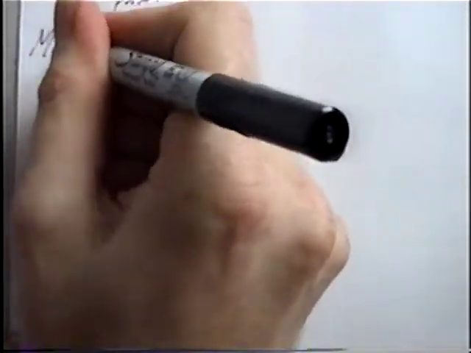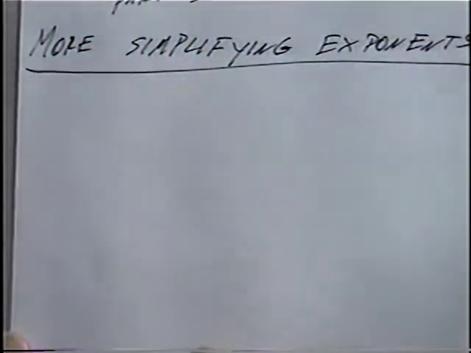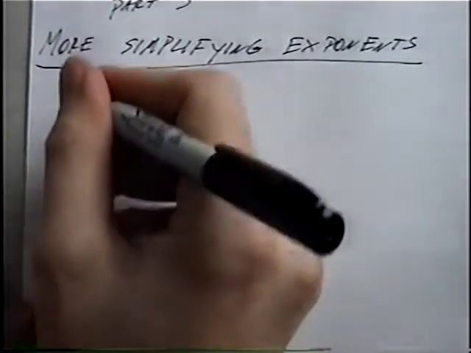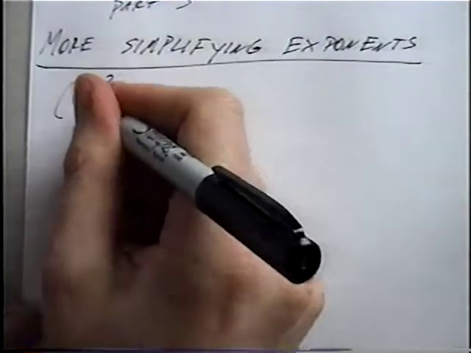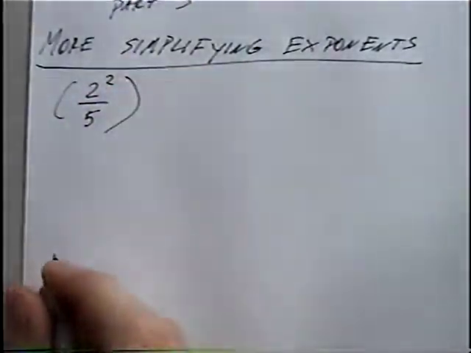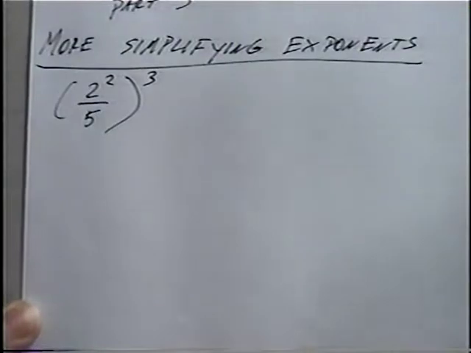The title for the first section of notes today is More Simplifying Exponents. The first problem, inside parentheses 2 to the second power divided by 5, close parentheses to the third power.